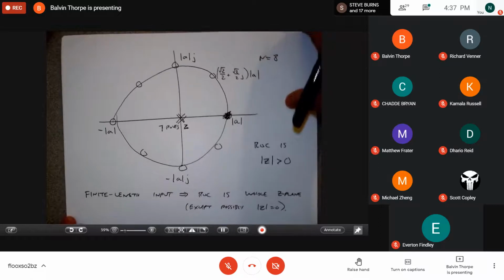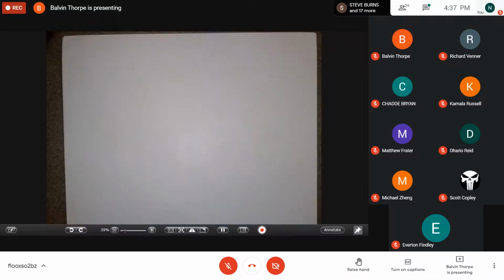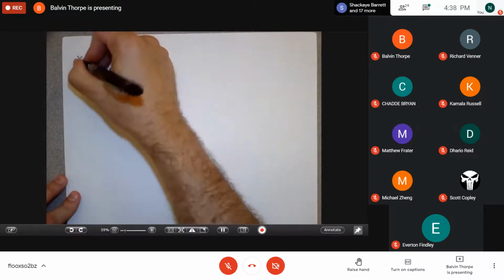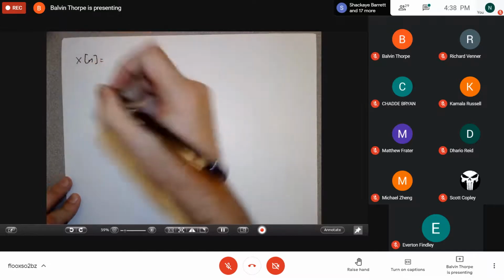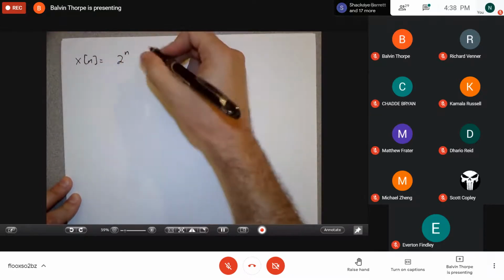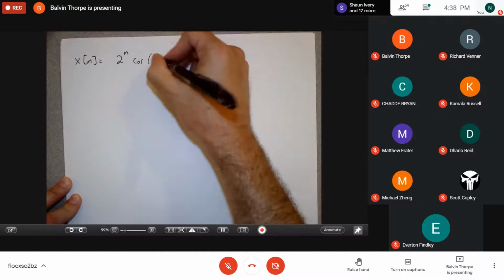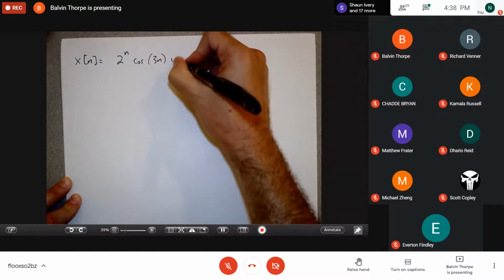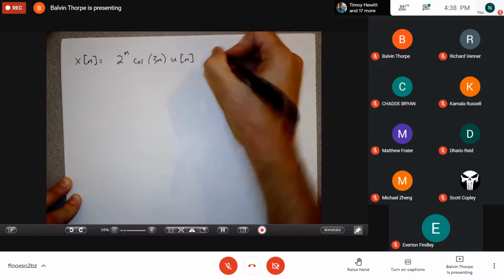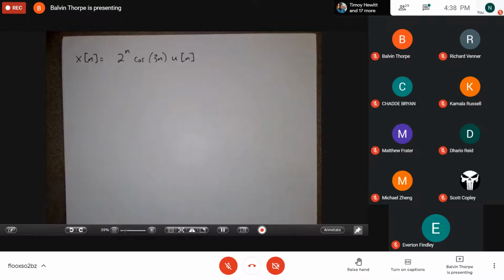Okay, so let's make it a little more complicated. So what about this signal? 2 to the n cosine 3n u of n. All right, so this looks a little more complicated. But again, the first step is always to remember that whenever you see a cosine or a sine, you can turn it into an exponential, right?